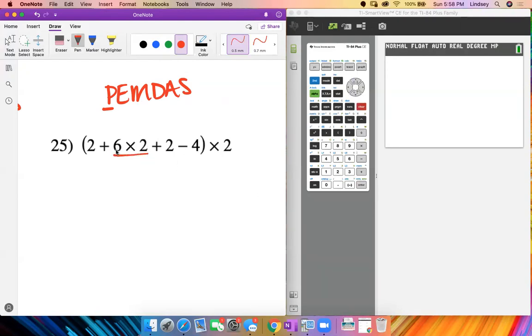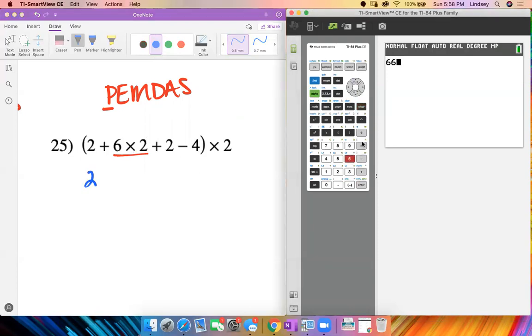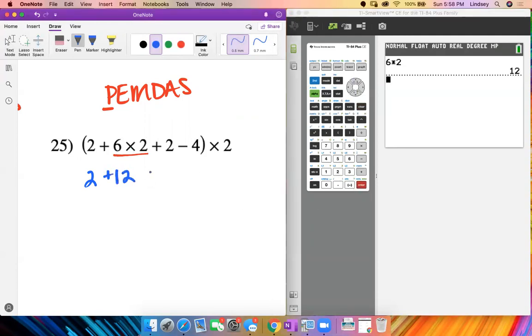So I do positive 6 times 2. Okay, I'm going to do blue this time. So I'm going to bring down the rest of it: 2, I have 6 times 2. Whoops, not 66. 6 times 2 is a positive 12. So I'm going to bring down plus 12. Bring down my plus 2 minus 4, all that's still in parentheses, times 2.